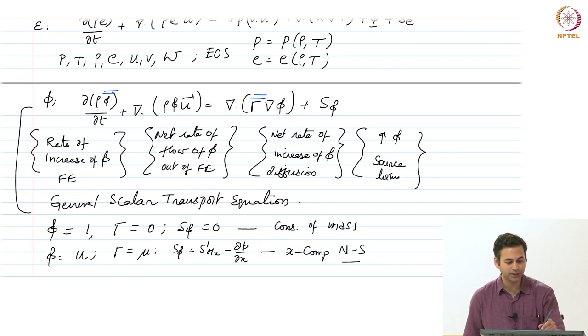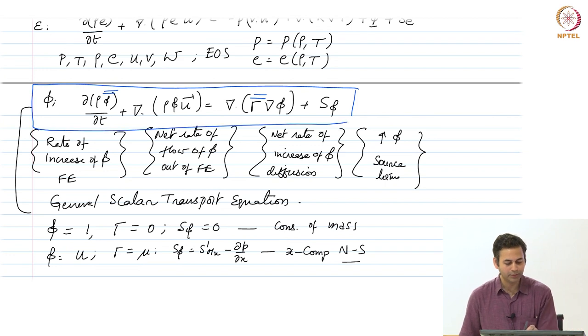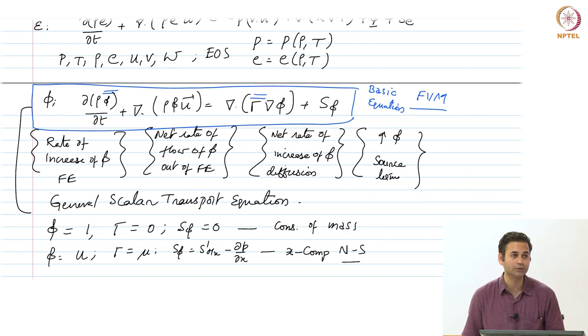So now this equation, the general scalar transport equation, is the fundamental equation that we will be working with throughout this entire course. This is the basic equation that we will use in the finite volume method that we're going to discuss as part of this course, okay? So this is the starting point for all the things that we're going to develop.